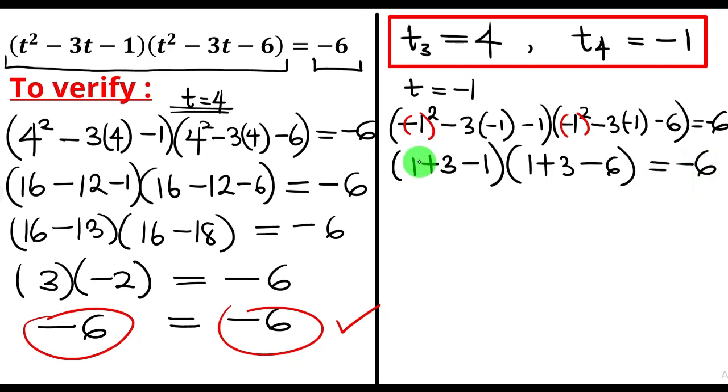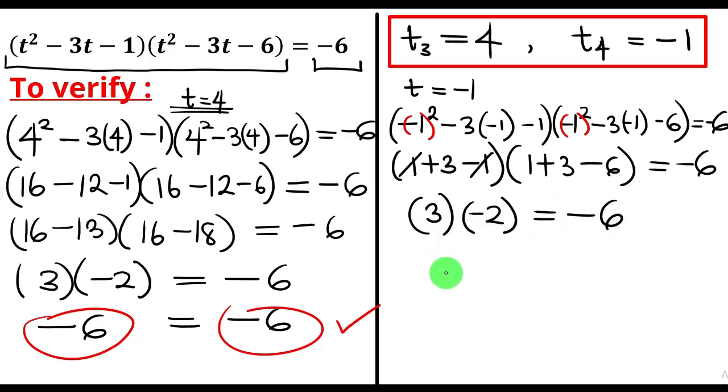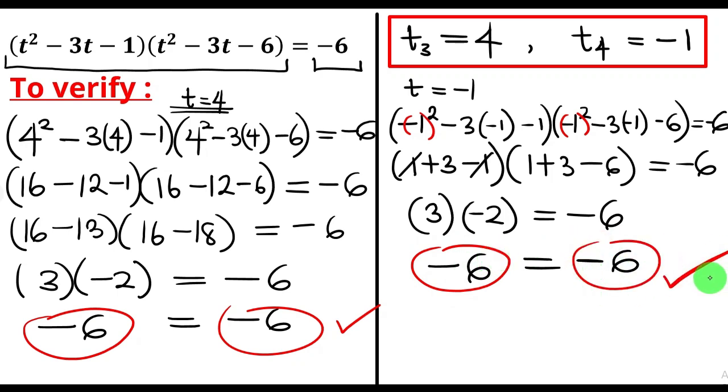I'm still checking. In the first one, I'm going to have 1 cancelled by minus 1, so I have 3 in the parentheses here. Then in the second one, 1 plus 3, that's going to give me 4, then 4 minus 6, that's going to give me minus 2. So 3 multiplied by minus 2, that's going to be minus 6, which is also equal to minus 6. So that shows that this value of t is also correct.